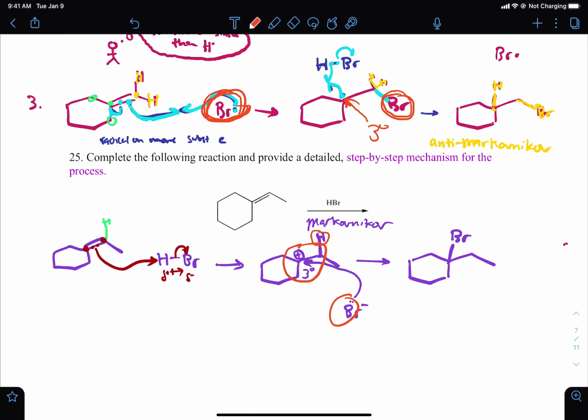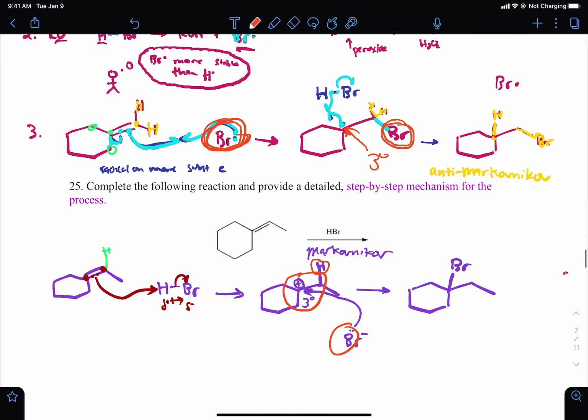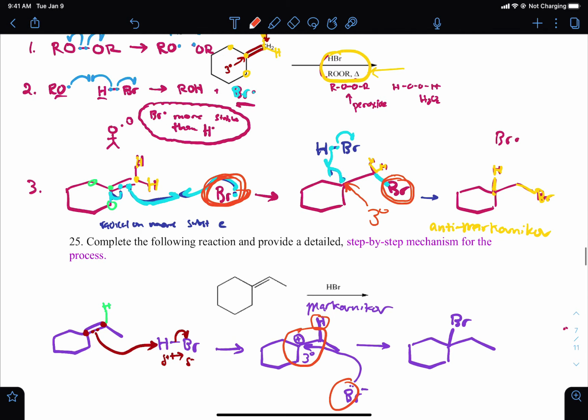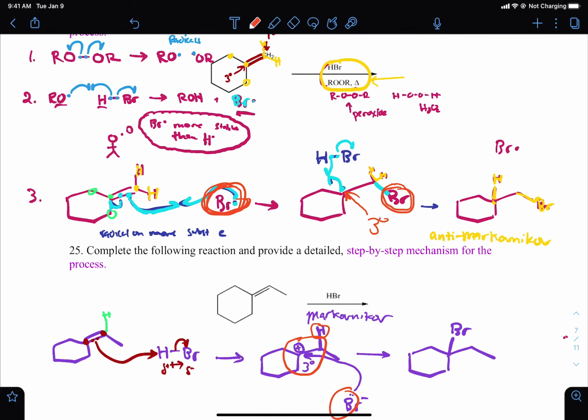But learn the pattern, okay? Learn what the Markovnikov pattern is, which is H goes on the carbon with the most H's. Very easy. H goes on the carbon with the most H's. Anti-Markovnikov is the opposite, where you violate that rule. It's kind of like Zaitsev and Hofmann. You learn the Zaitsev rule, and then you learn when you violate it. Okay.